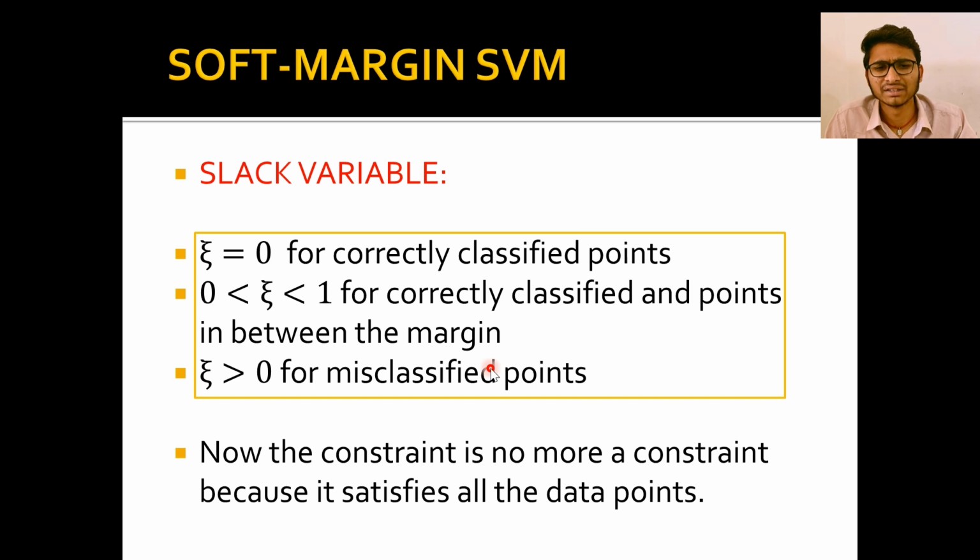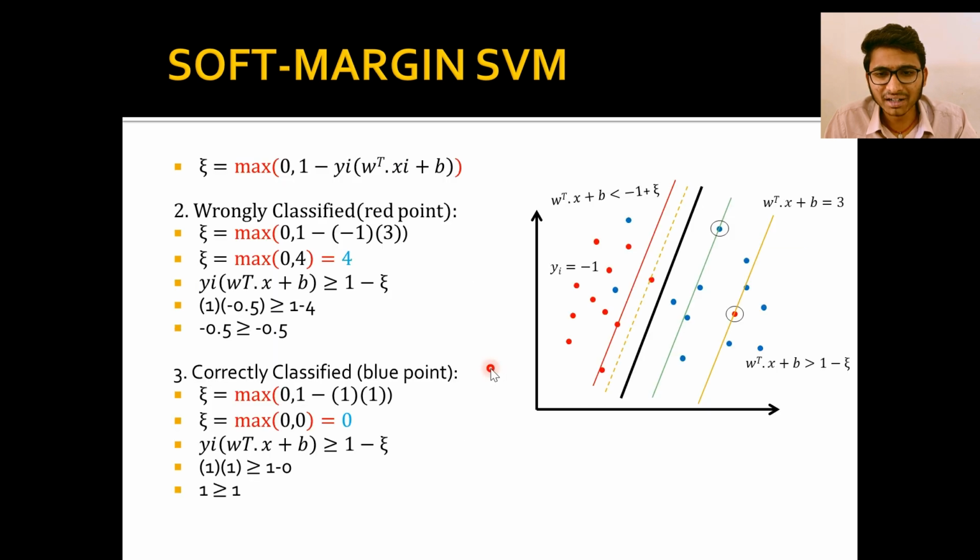Okay, zeta greater than 0 for misclassified points. Now the question that came to my mind is whether it is a constraint now. No, right? It is satisfied for every point, whether it is misclassified or not. No, it should not. It should not accept too many misclassified points. If some point is present where I pointed the laser pointer, that would also be satisfied. No, those are totally misclassified.